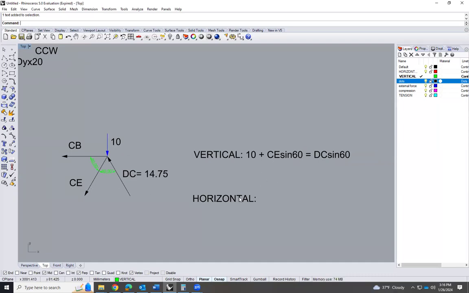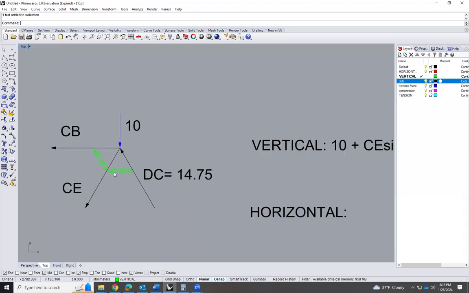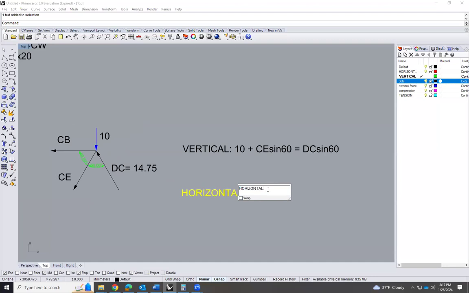And now we have the horizontal equilibrium. So for the horizontal, we have three things. We have the bar CB. We have the horizontal component of DC, which is DC cosine 60. And we have the horizontal component of CE. That will be CE cosine 60. And according to this drawing, everything is going leftwards. That doesn't make any sense, but let's solve the equation that way.